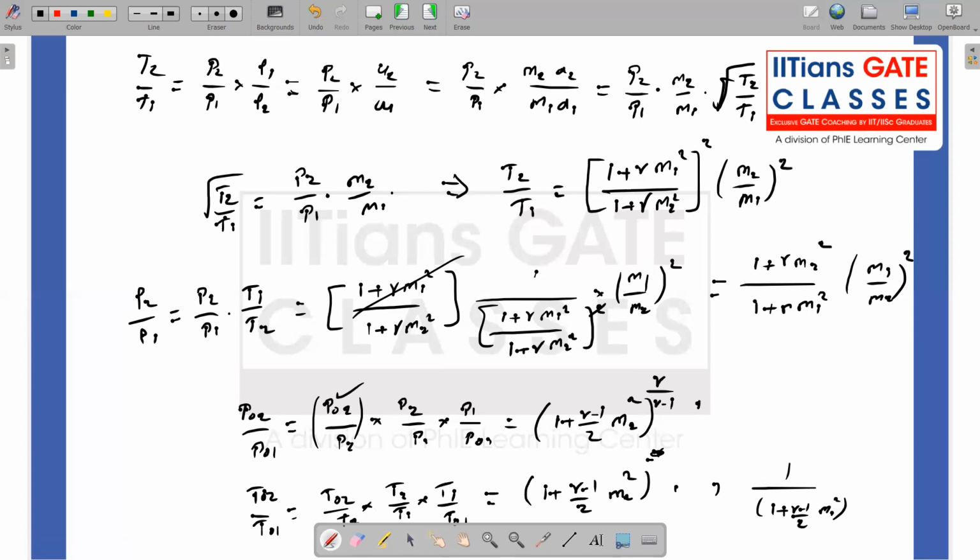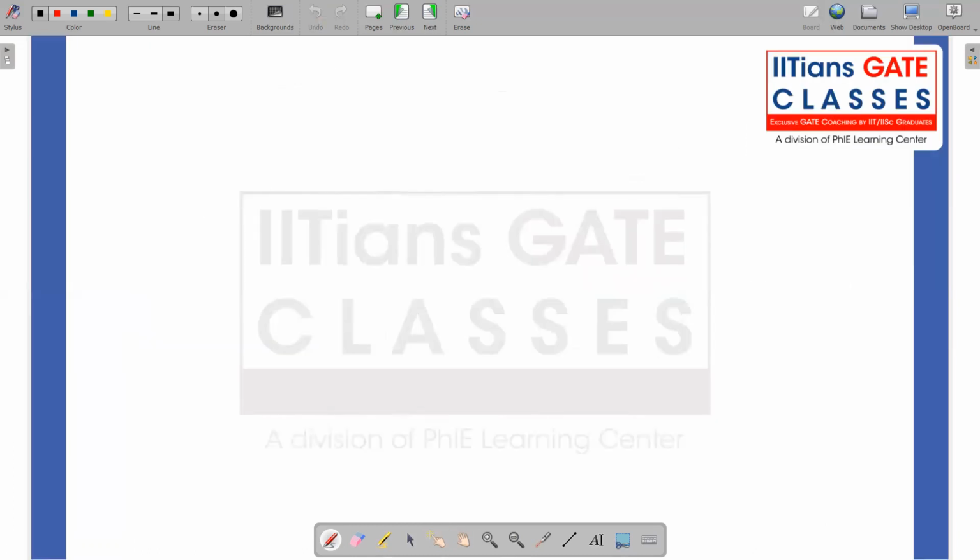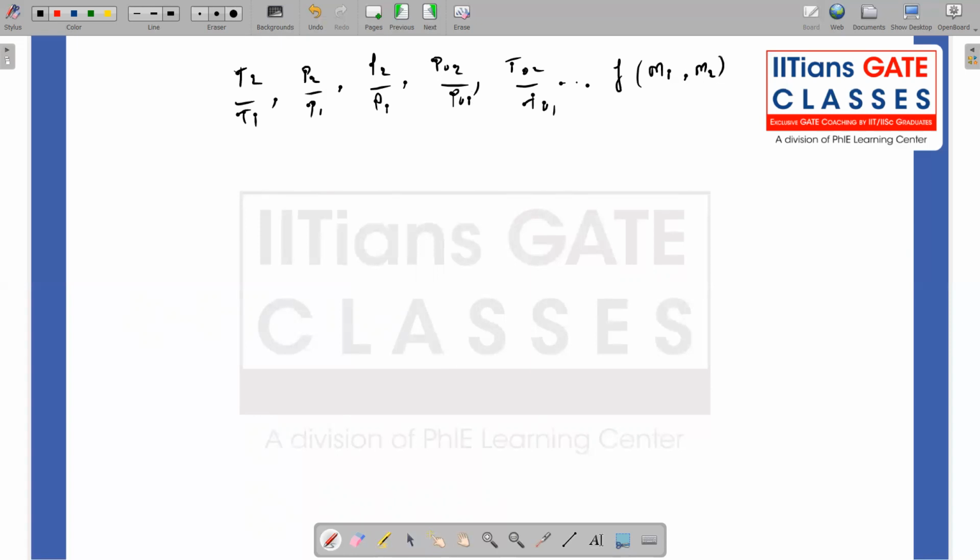These relations are fine. So how can we obtain those things? What is important here is that all these properties we have seen so far, like T2 by T1, or P2 by P1, or rho 2 by rho 1, or even stagnation properties P0 2 by P0 1 or T0 2 by T0 1, all of them I am representing as functions of Mach numbers, not just one Mach number. Whatever we got so far, you see, I have both M1 and M2 in the expression.